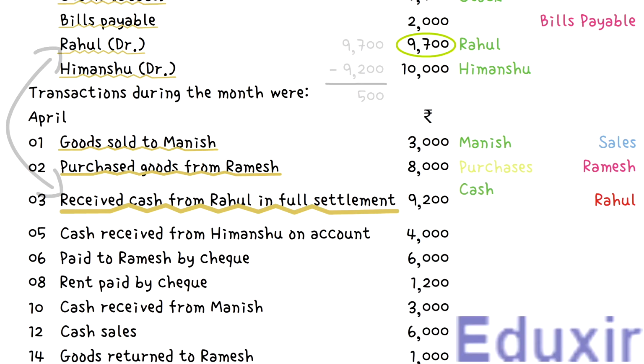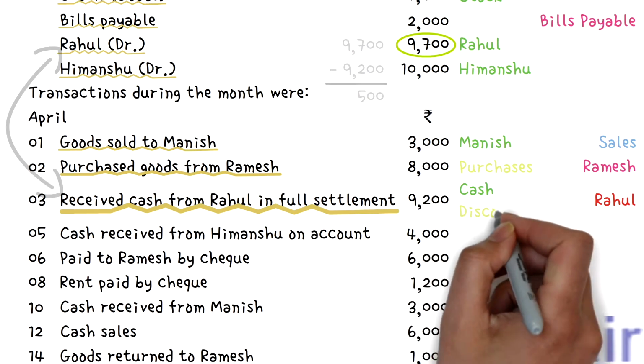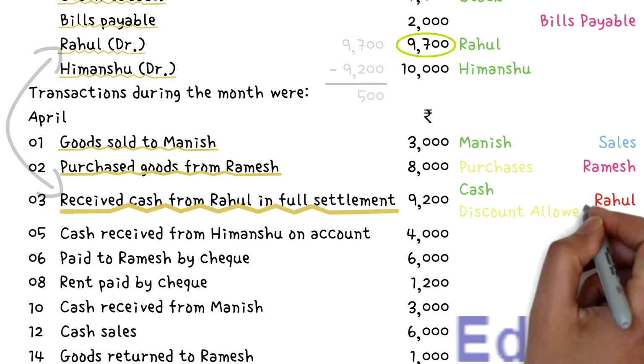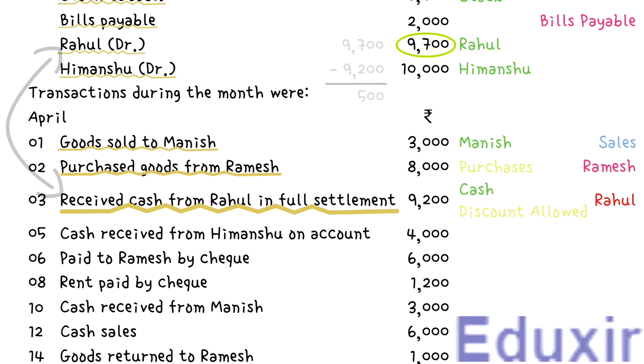At the same time, the business is also allowing a discount of 500 rupees to the debtor. As you know, the discount allowed is the expense incurred by the business. The rule to record any expense incurred is to debit the corresponding expenses account. In this case, the discount allowed account should be debited. With this analysis at our disposal, let us now proceed with the generalizing of this transaction.